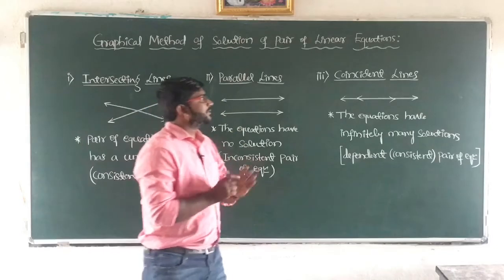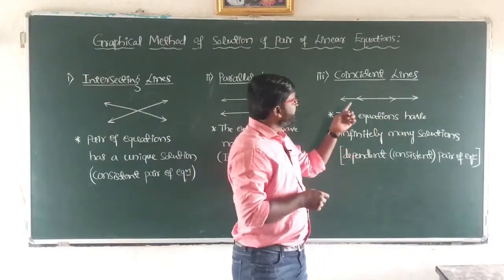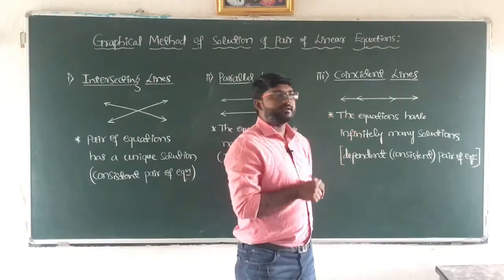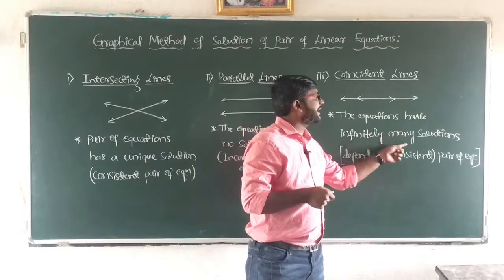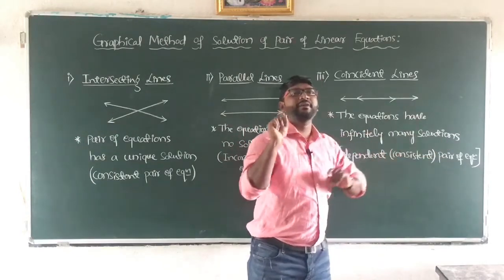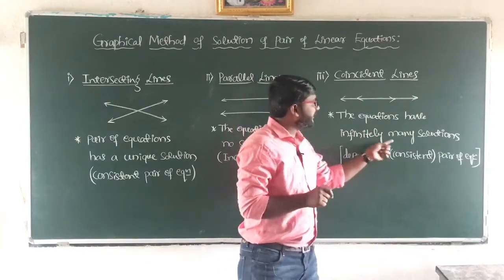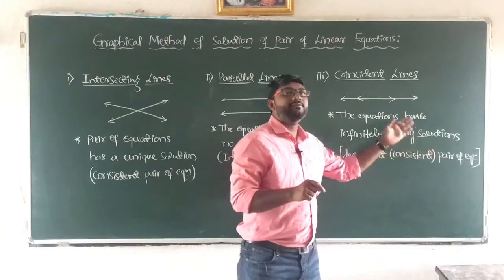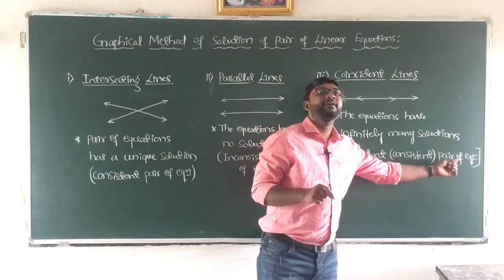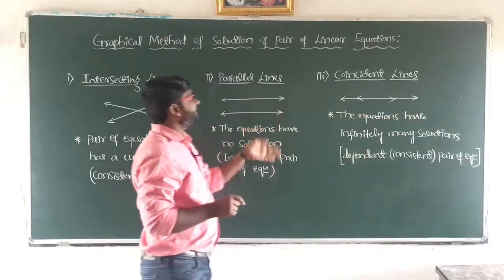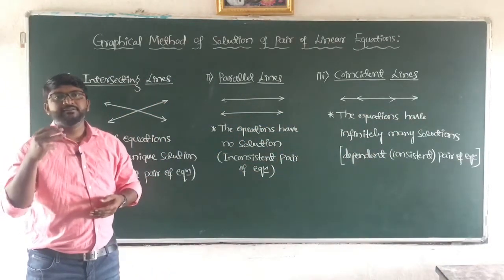The last one is coincident lines, or overlapping lines. Here the two lines are overlapping. Whenever they are overlapping, the two equations have infinitely many solutions, that means every point on the line is a solution. That is why it is called infinitely many solutions, or else we can also say it is a dependent or consistent pair of equations.